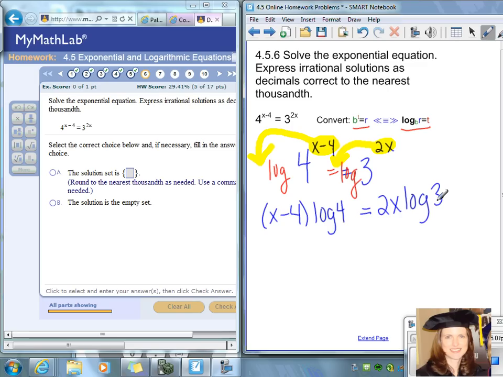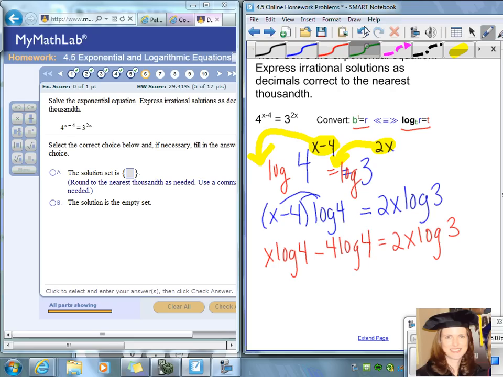So again, we took the log of both sides and using the properties of logarithms, anytime you have a log of something raised to a power, you can bring that power out in front. Now we're going to distribute the log of 4 on the left side to get x times the log of 4 minus 4 times the log of 4 equals 2x times the log of 3.